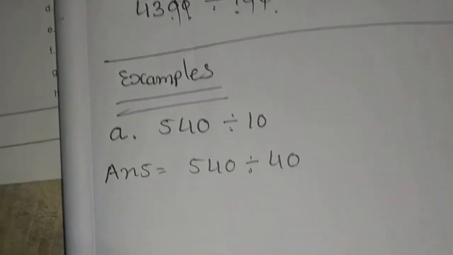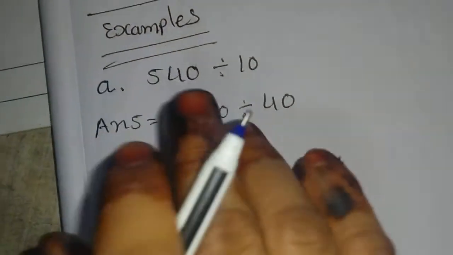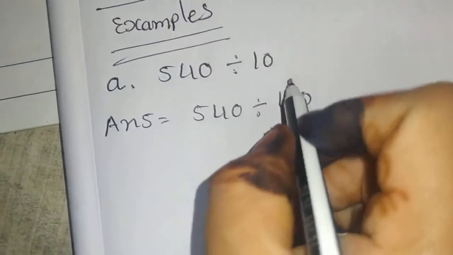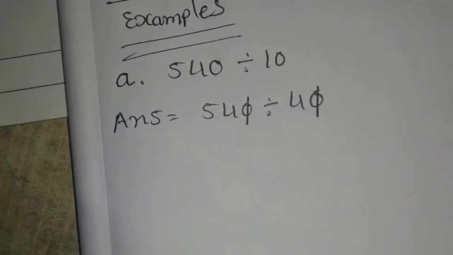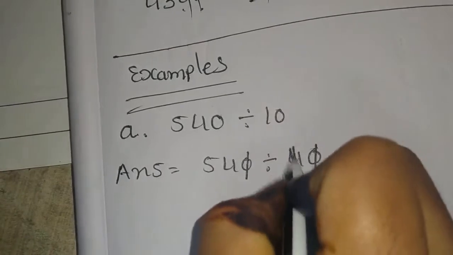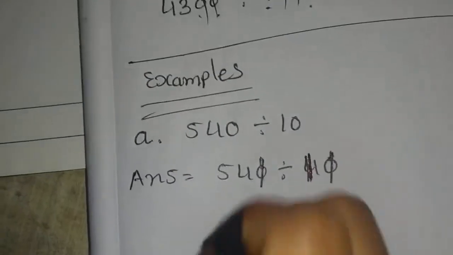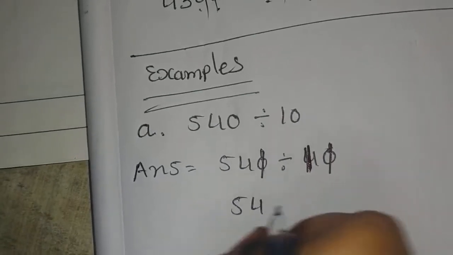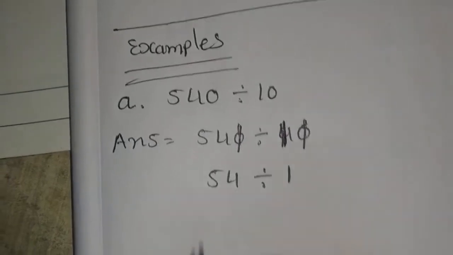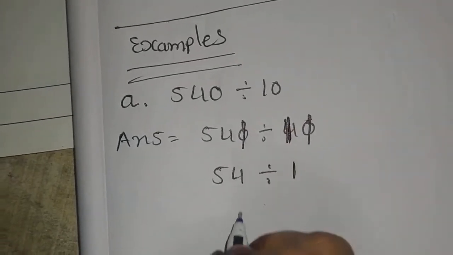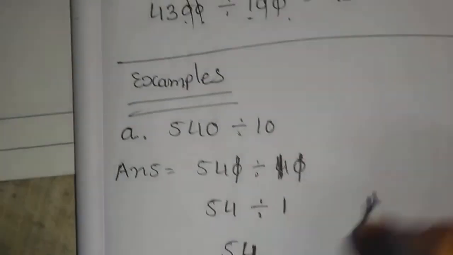So what we have to do, students? We have to cut the 0. Sorry, here it is divide by 10, okay? We have to cut the 0. So here 54 divided by 1. So answer is 54. Answer is 54. Got it?